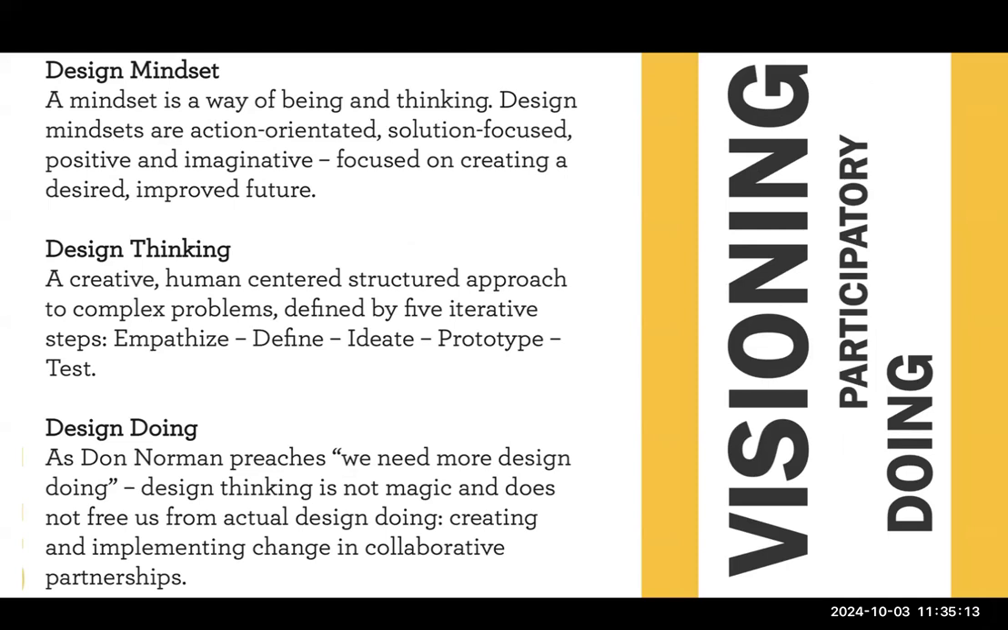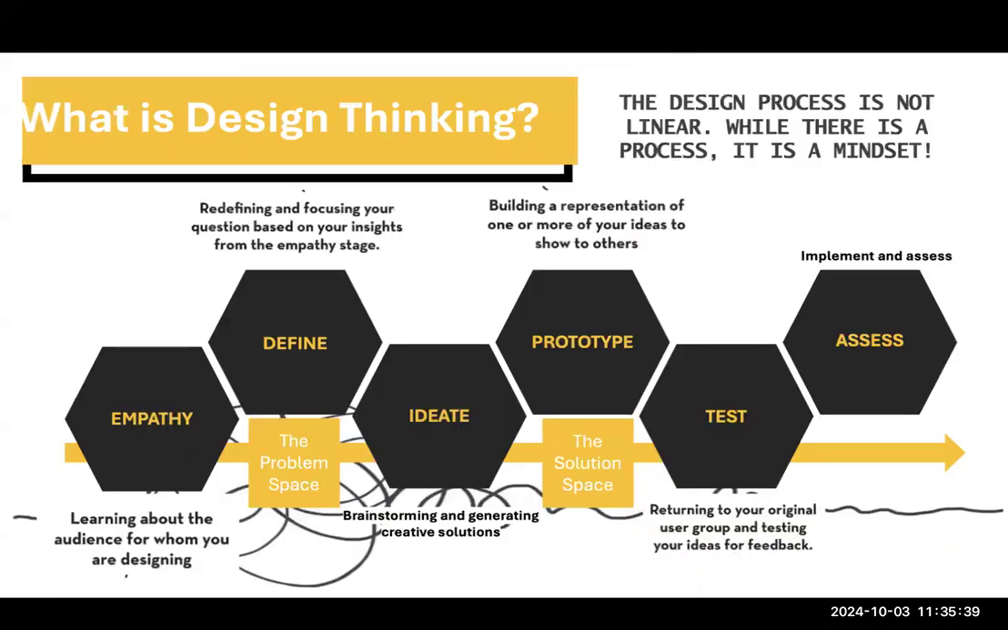We've talked about design thinking having 5 or 6 steps: empathy, define, ideate, prototype, test, and assess. And of course, design doing. Don Norman, who's a famous psychologist in the field, talks about how we need more design doing. Design thinking by itself is not necessarily magic, because we've actually got to do things. We've got to go through this process of creativity and come up with some solutions, and then actually implement change together. And so you can see here the 6 key steps in design thinking, starting with empathy.